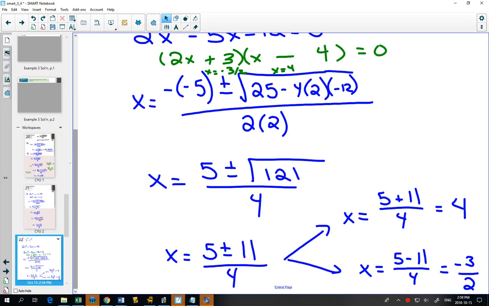Plus, once you get the answer, you can kind of cheat and unfactor. Like if you know one of the answers is 4, you know one of the factors is x minus 4. And if you know the other answer is negative 3 halves, the other factor would have to be 2x plus 3.